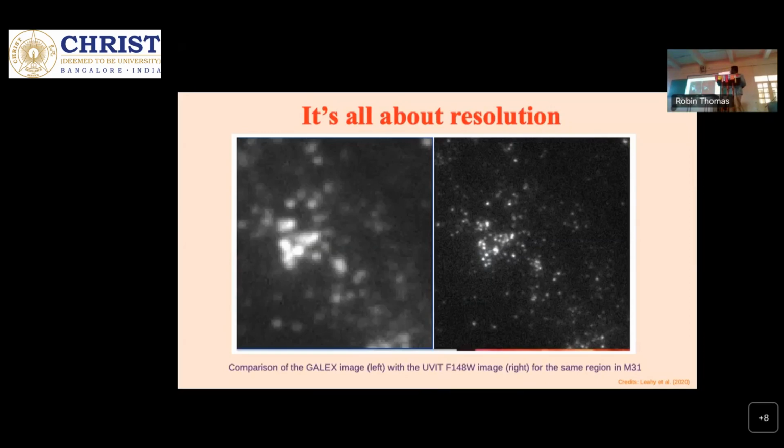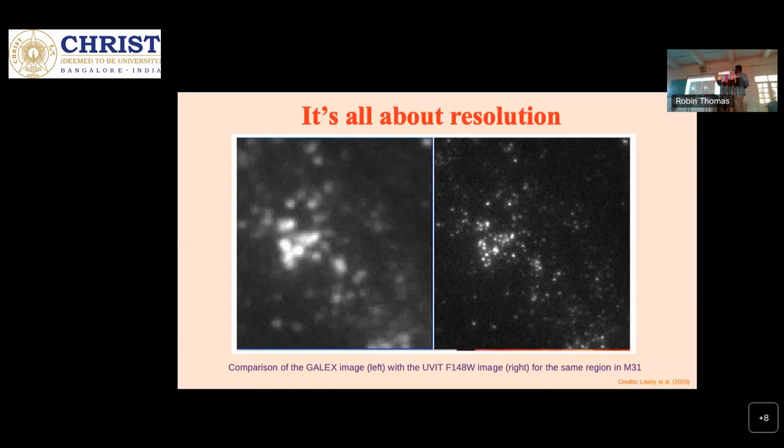In the left panel, I have shown the GALEX image for a particular region in M31, the Andromeda that we were talking about. This one represents the same region in the UVIT image. If you look at this particular region in GALEX, you are seeing only patchy regions. You are not able to see the finer structures.